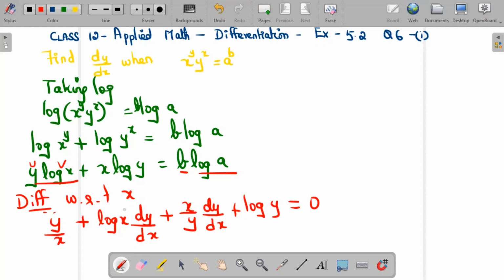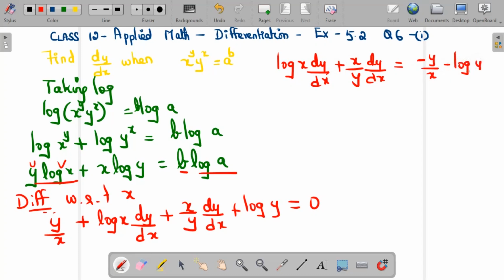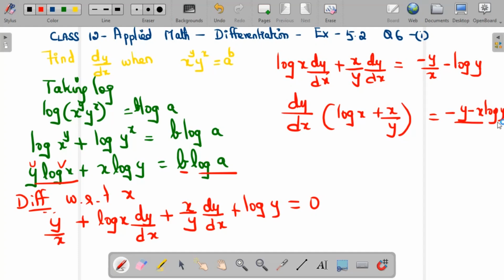Now retain only the dy by dx terms in the left side and take the other terms to the right side. So it is going to be log x dy by dx plus x by y dy by dx is equal to minus y by x minus log y. Now I'm taking the dy by dx term outside. So it is going to be log x plus x by y is equal to minus y minus x log y, the whole thing divided by x.